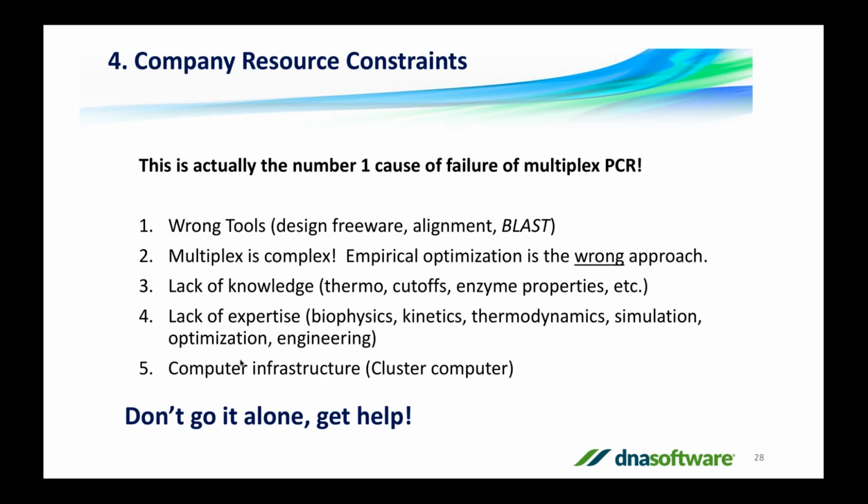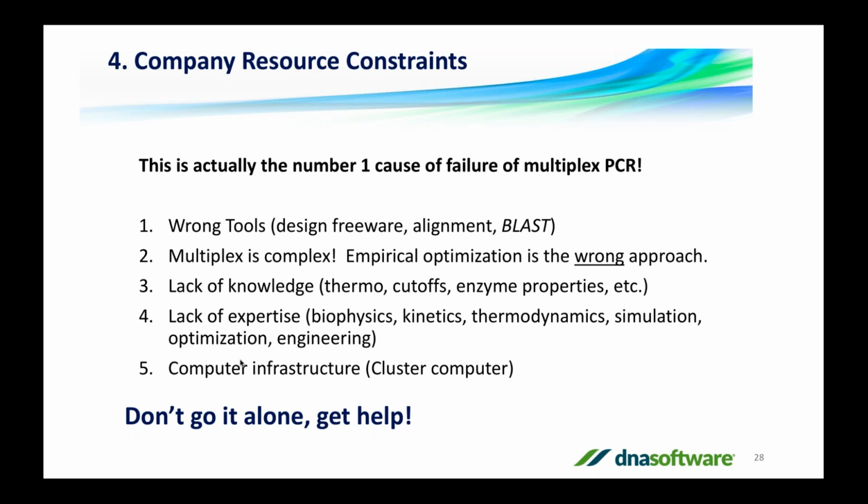All right, now we get to our fourth and last problem of multiplex PCR, and that is company resource constraints. And I believe that this is really the number one cause of failure of multiplex PCR. Many users get locked into a paradigm. They use the wrong tools. They're using freeware or tools that are inappropriate for the need, or they take a wrong approach. They use empirical optimization. Why? Because that's what they've done in the past, and they're comfortable with it, but it leads to suboptimal results or complete failure.